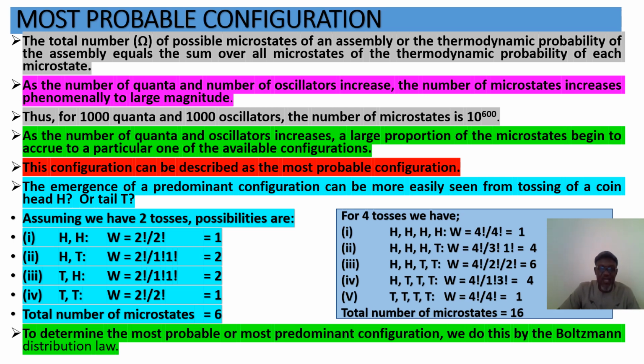Now, as the number of quanta and oscillators increases, a large proportion of microstates begin to accrue to a particular one of the available configurations. And this configuration is called the most probable configuration.